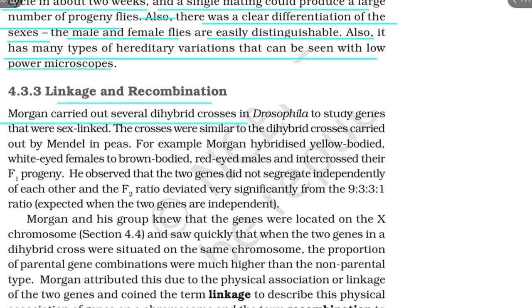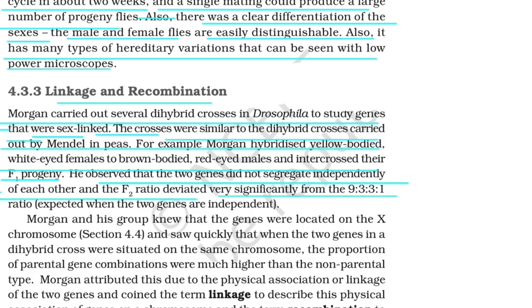Morgan carried out several hybrid crosses in Drosophila to study genes that were sex-linked. The crosses were similar to the hybridization carried out by Mendel in peas. For example, Morgan hybridized yellow-bodied, white-eyed females to brown-bodied, red-eyed males and crossed their F1 progeny. He observed that the two genes did not segregate independently of each other, and the F2 ratio deviated very significantly from the 9:3:3:1 ratio.